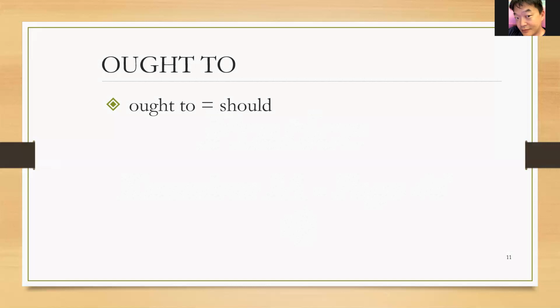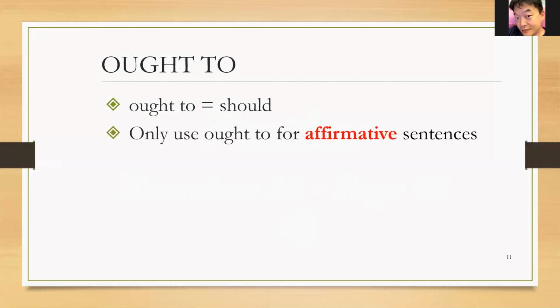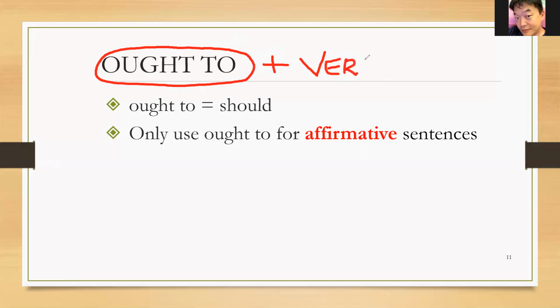But you have to remember this. Only use ought to for affirmative sentences, okay? And look here that it's ought to. Why? Because right after ought to, you're going to have a verb, okay? You're going to have a verb. And let me show you this.